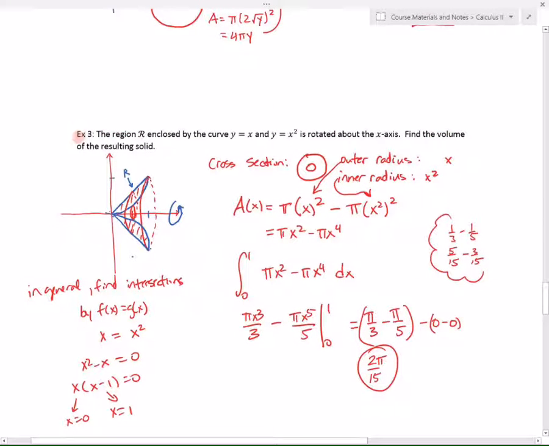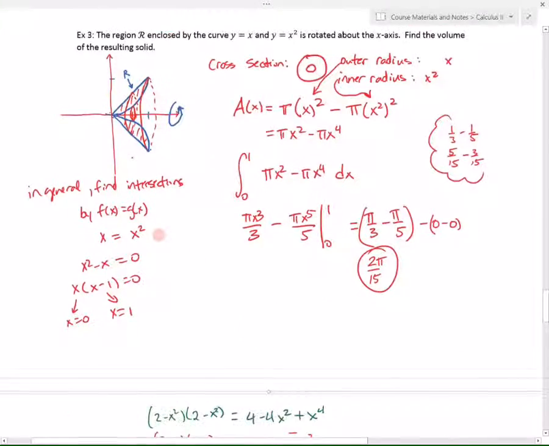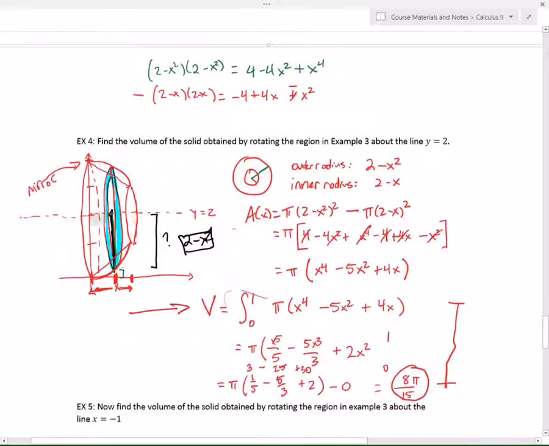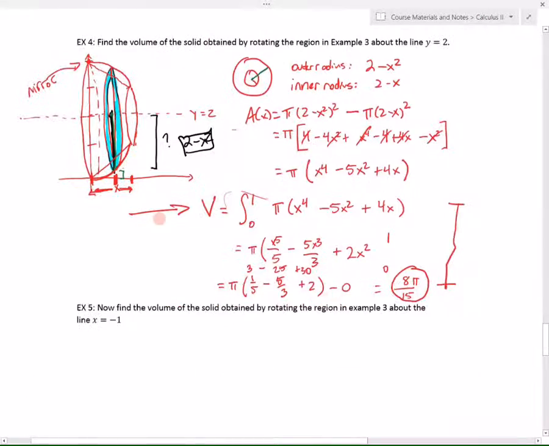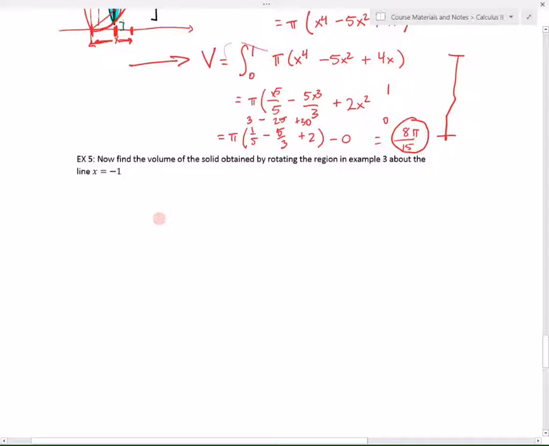In example 3, we were looking at the region bounded by the curve y is equal to x squared, which is this region R that I've pointed to here, that region right there. But now instead of rotating it about the x-axis as we did in example 3, or even the y equals 2 line like we did in example 4, we're going to come back and do x equals -1. So let me begin by drawing my region here.